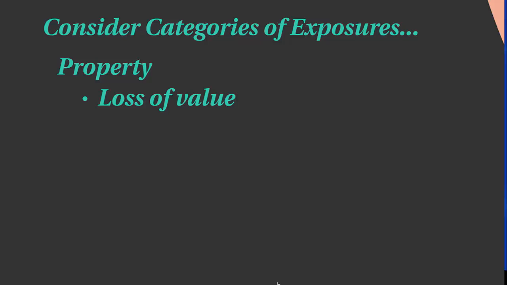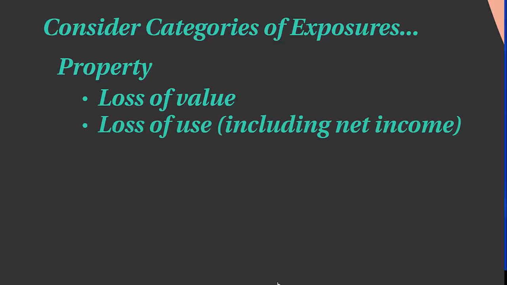The exposure to loss with property is both loss of value of the property, in other words, if the property is damaged and you have to replace it or you can no longer sell it, and loss of use. This includes not being able to use your car because it's been damaged in an accident, or maybe not being able to live in your home because it's uninhabitable because of a fire or windstorm. For a business, it also includes net income. When you're not able to use your business or continue operating, you lose net income.